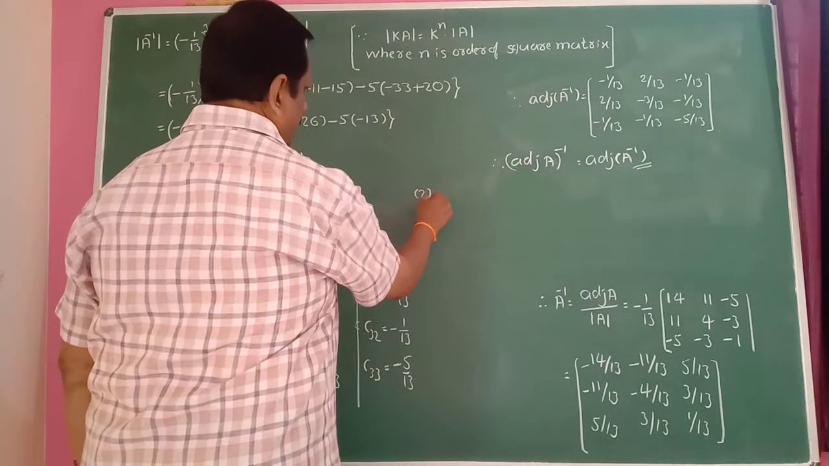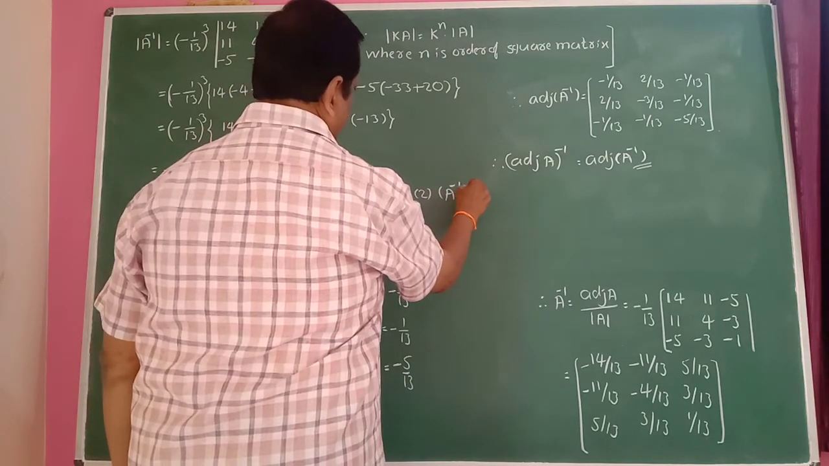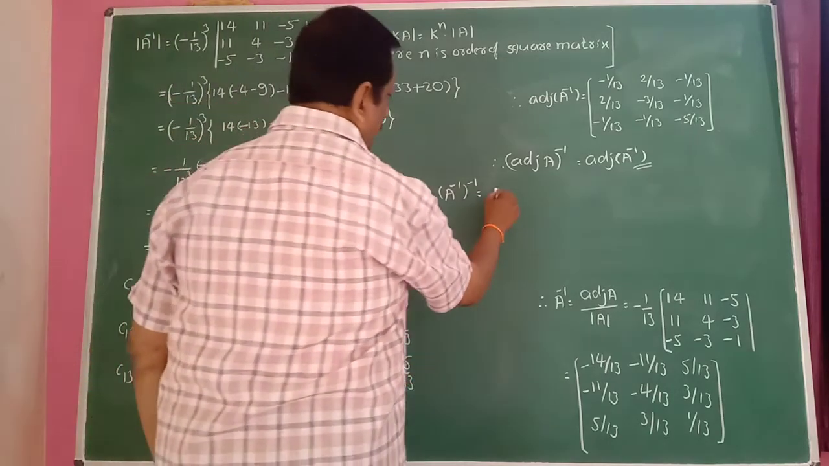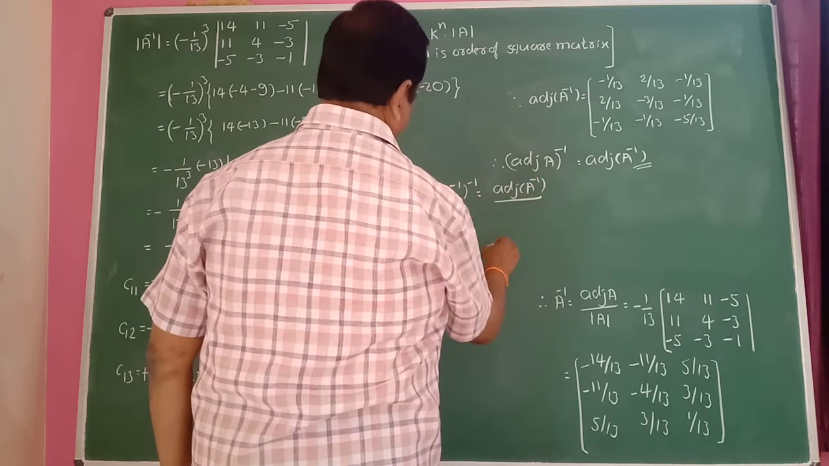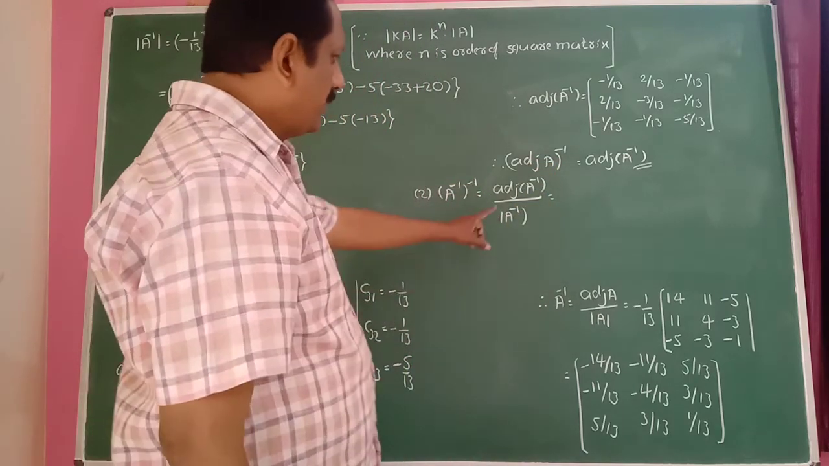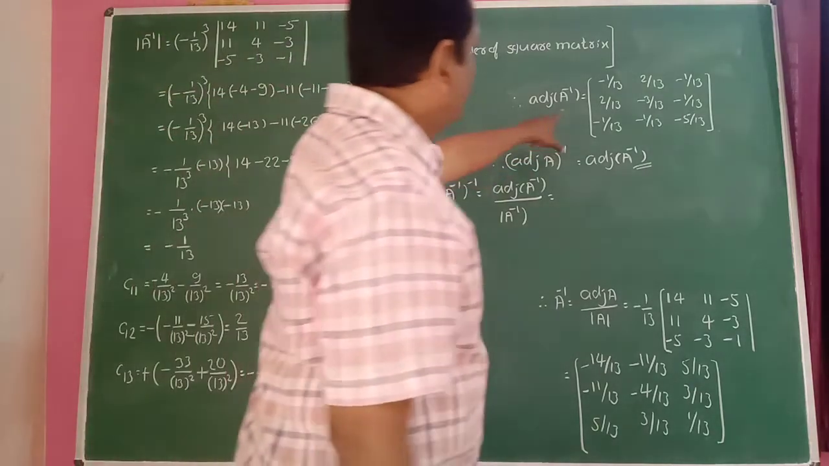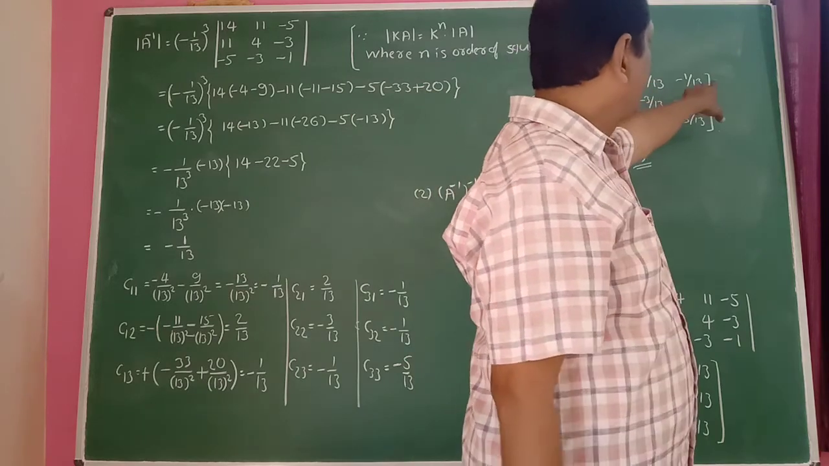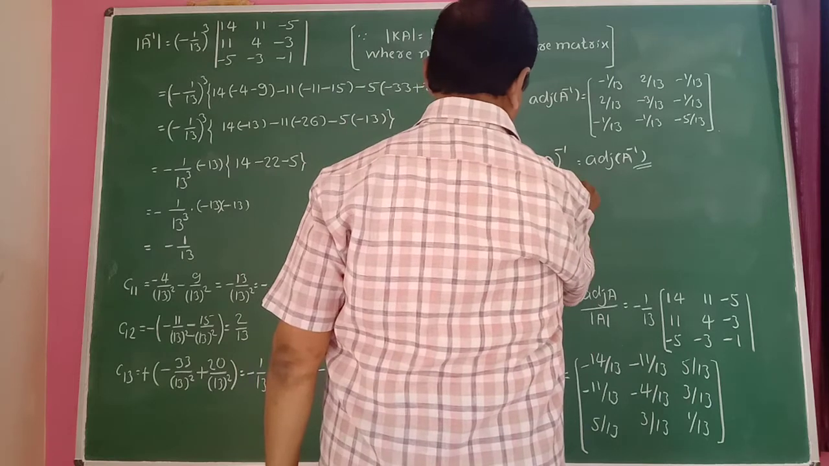Okay, next, the second one: inverse of A inverse. The inverse of A inverse is given by the adjoint of A inverse divided by the determinant of A inverse. You know the adjoint of A inverse is this matrix. You can take 1 by 13 common here. Therefore, 1 upon 13 is the common factor.